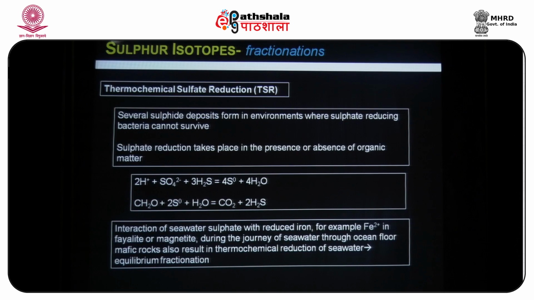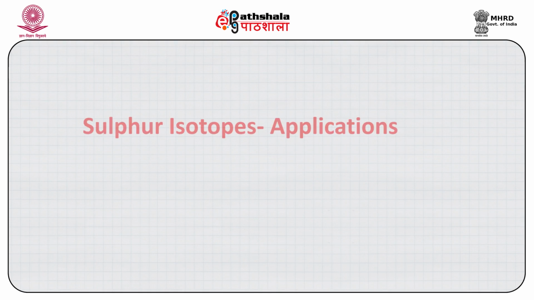In some cases, seawater sulfate also gets reduced when it reacts with iron plus 2 in fayalite or magnetite during the journey of seawater through the cracks in the mid-oceanic ridges. There are a lot of mafic rocks where there are plenty of fayalites and magnetites. When seawater passes through these mafic rocks, it can interact with iron in plus 2 oxidation state and be reduced to form H2S. Again, these processes usually reach equilibrium very soon, and therefore not much fractionation is seen in thermochemical sulfate reduction, unlike bacteriogenic sulfate reduction.